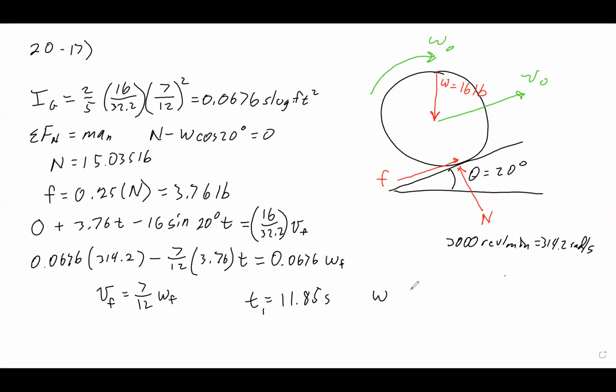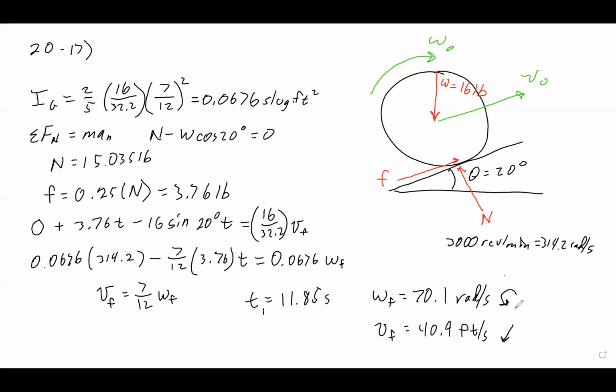Our final angular velocity is equal to 70.1 radians per second, and this is in the counterclockwise direction. And then our final velocity is equal to 40.9 feet per second, and this is in the downward direction.